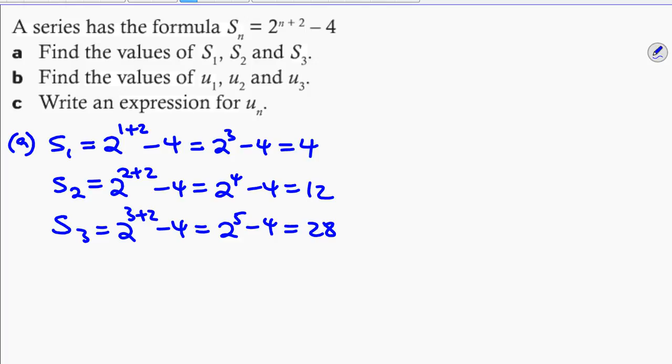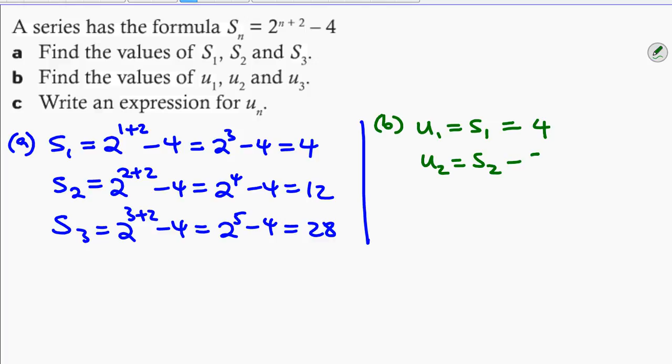Okay, so B, they're asking us to find the value of the first term. Now the first term will just be the sum of the first term, because the sum of the first term is just the first term, and that will be 4. The second term will be the sum of the first two terms minus the sum of the first term, which will be 12 minus 4, and that gives us 8.